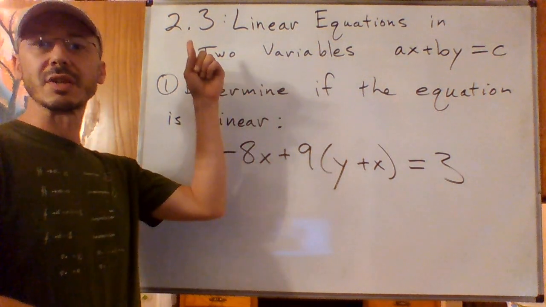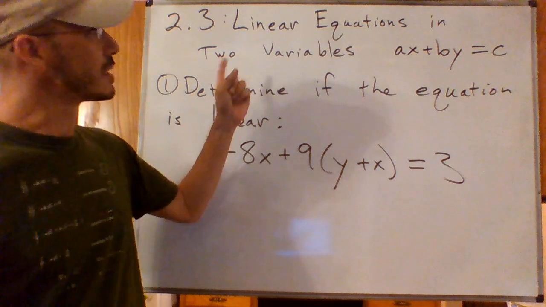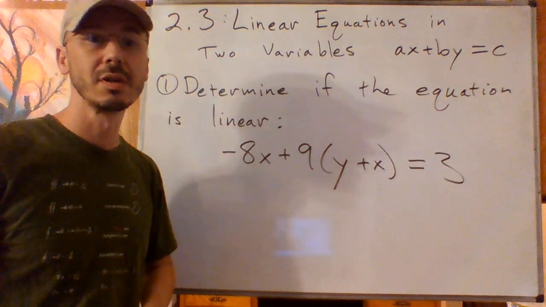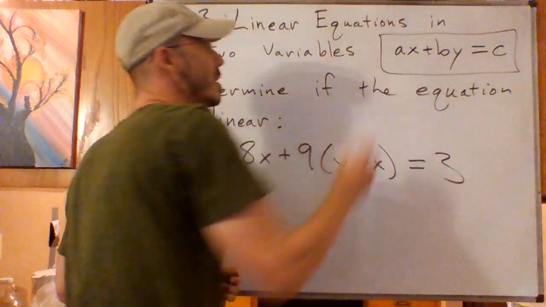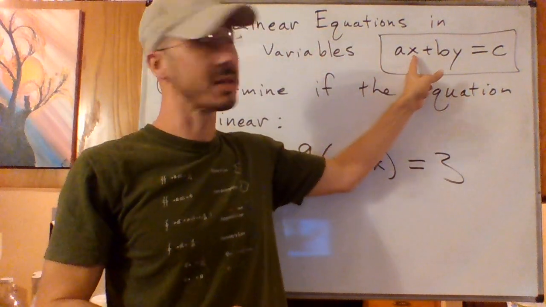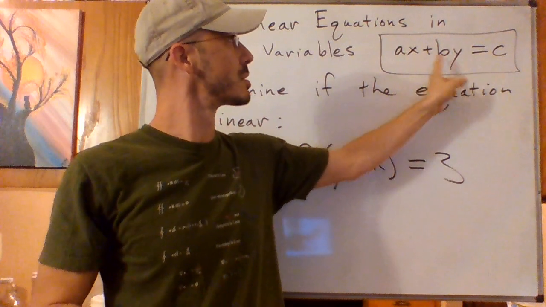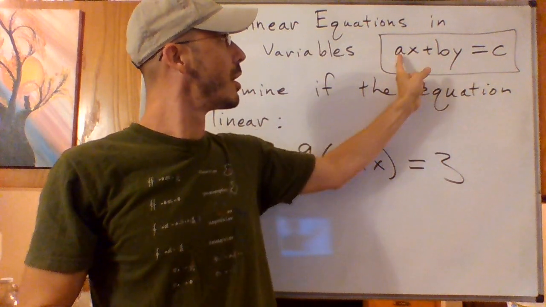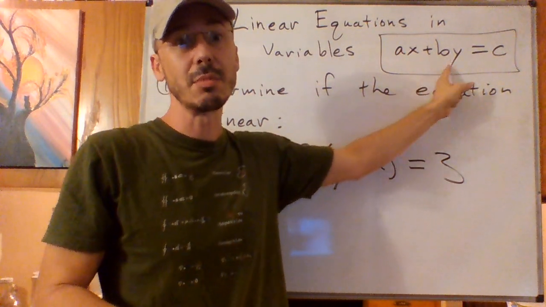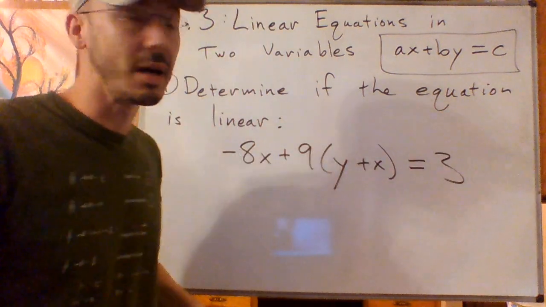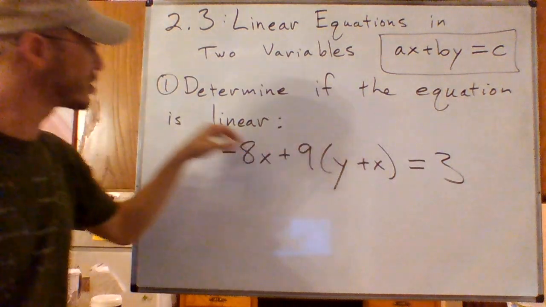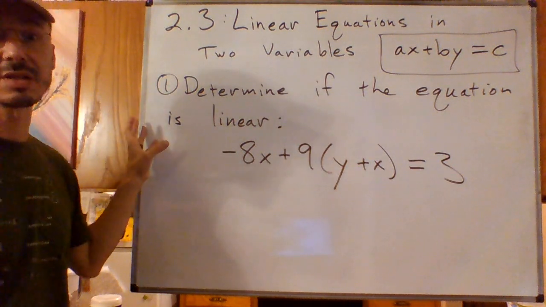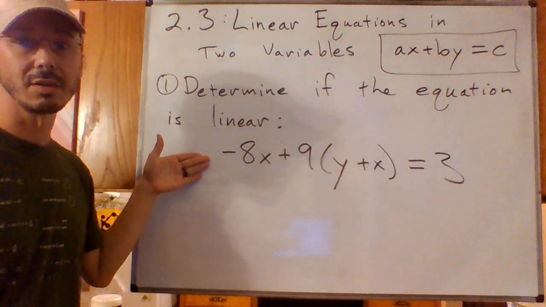This video is for section 2.3 on linear equations in two variables. What we're looking at in this section is equations that have two variables, x and y, and then three coefficients or numbers, a, b, and c. And we'll see some examples of this. The first question is to determine if this equation is linear.